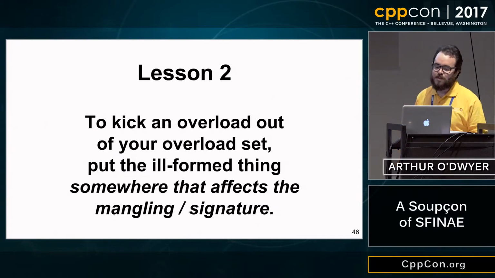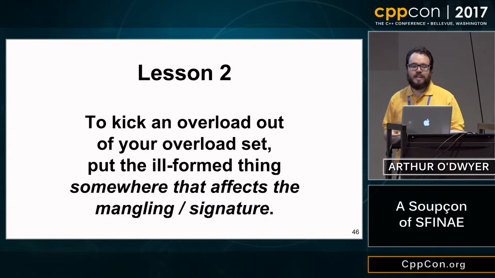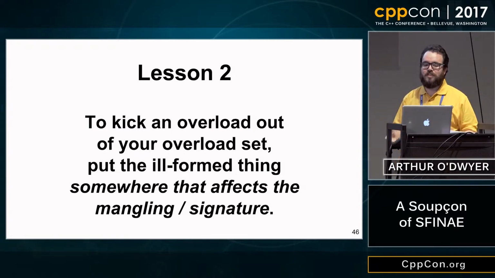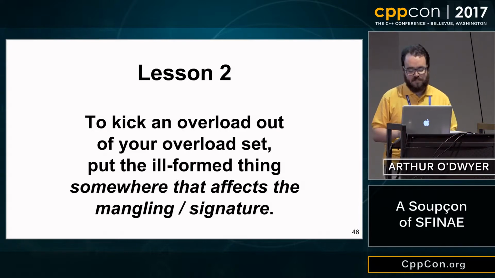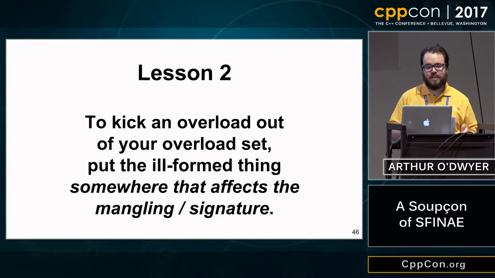So to kick an overload out of an overload set, we need to not only have something ill-formed somewhere in there, but it has to be somewhere that's going to affect the fundamental name of that entity, its signature somehow. It's not enough to put in a default argument or somewhere else that is not contributing in some way to, I think of it as the name mangling. I had a slide in here saying, think about name mangling, and then I thought, that's just even more confusing. Don't think about name mangling.